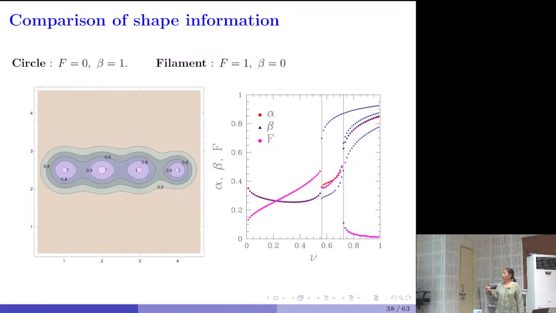So we know from the definition of filamentarity F and beta that for a circle F is 0 and beta is 1. And similarly for a total filament with no area enclosed, F is 1 and beta is 0. So if they have identical information on the shape, then for different kinds of shaped structures, we should get similar information from both of them. So let us see if we do that.